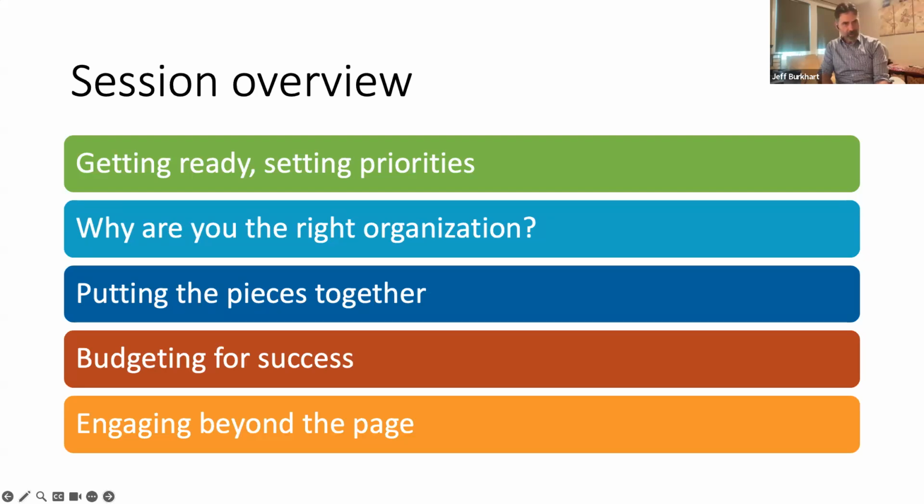So I'm just going to give you a quick overview of what we're going to be talking about today. We're going to talk about getting ready and setting your priorities so that you're very well established as an organization to secure grants in the future. An idea that I have here for you is for you to talk about why you are the right organization to pursue this initiative. We're going to talk about how to put all the right pieces together. We'll talk a bit about budgeting, and then also about engaging beyond the page is what I'm calling it. And that's really about relationship building, because everything that you do regarding fundraising is built on relationships. And so it's not just about putting together something in writing, but it's also about building the relationships with the funder. Let's go ahead and get started here.